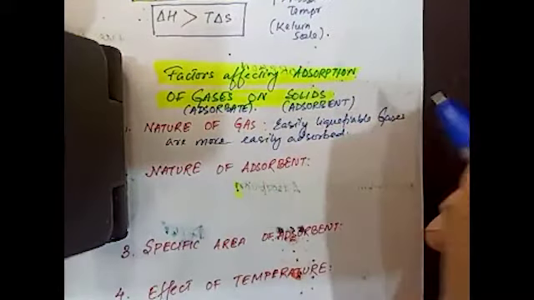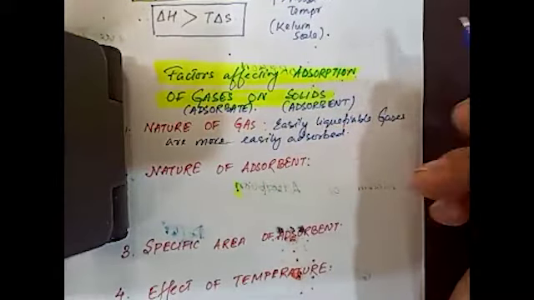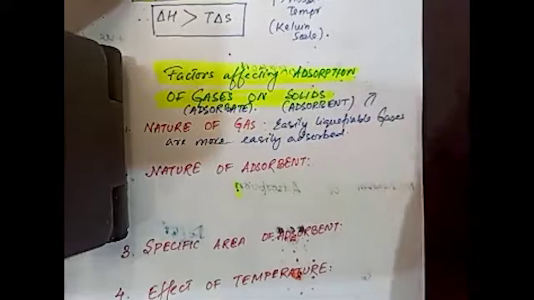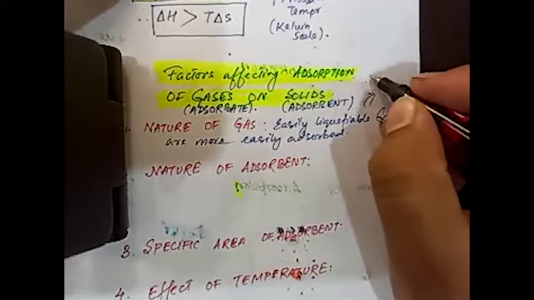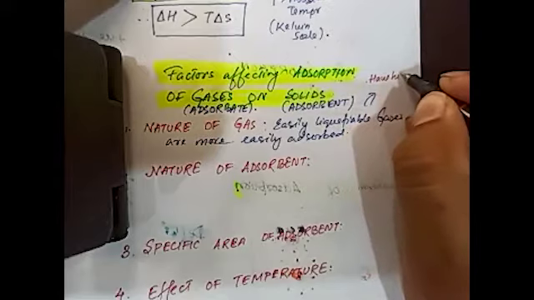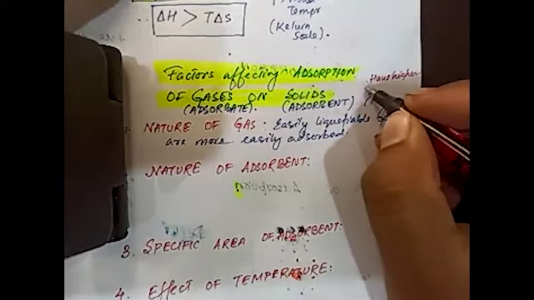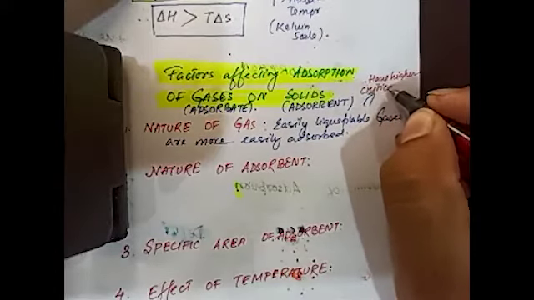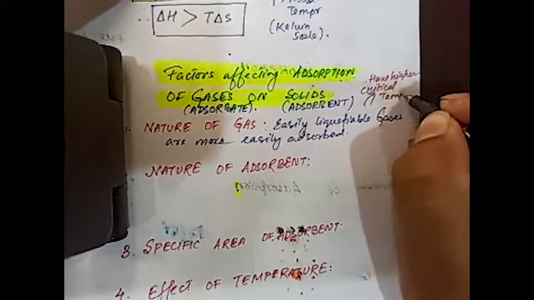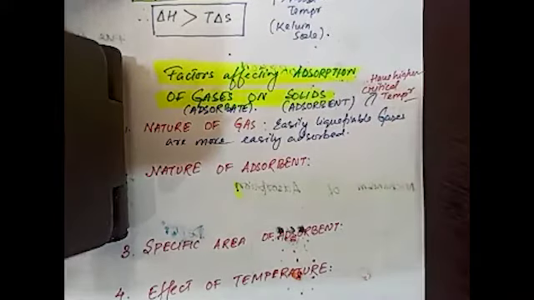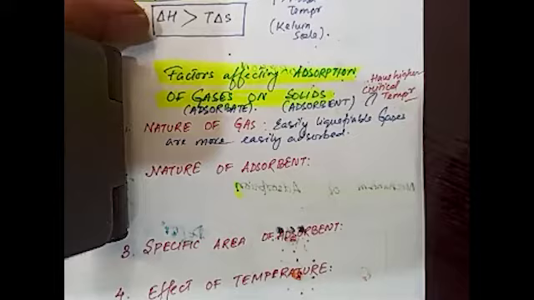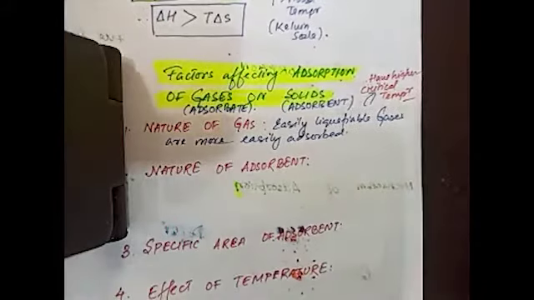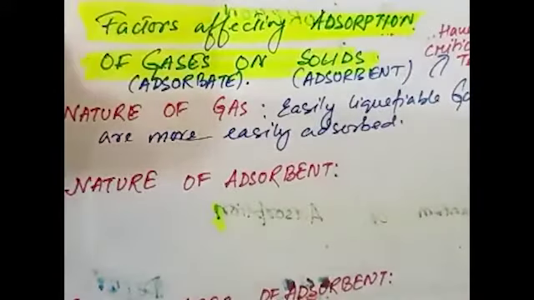easily liquefiable gases का पहचान क्या होता है? How to identify easily liquefiable gases? They have higher critical temperature. Okay, these easily liquefiable gases have higher critical temperature. Fine. Then comes nature of adsorbent.